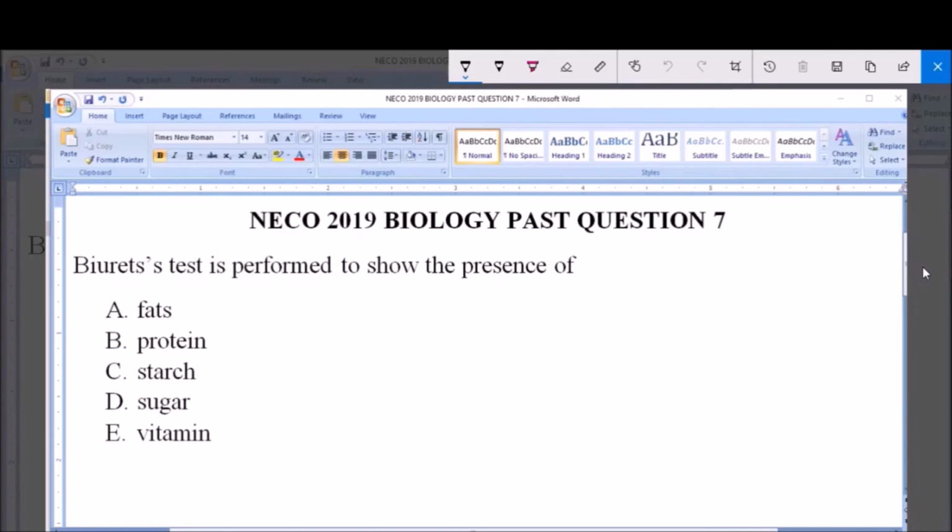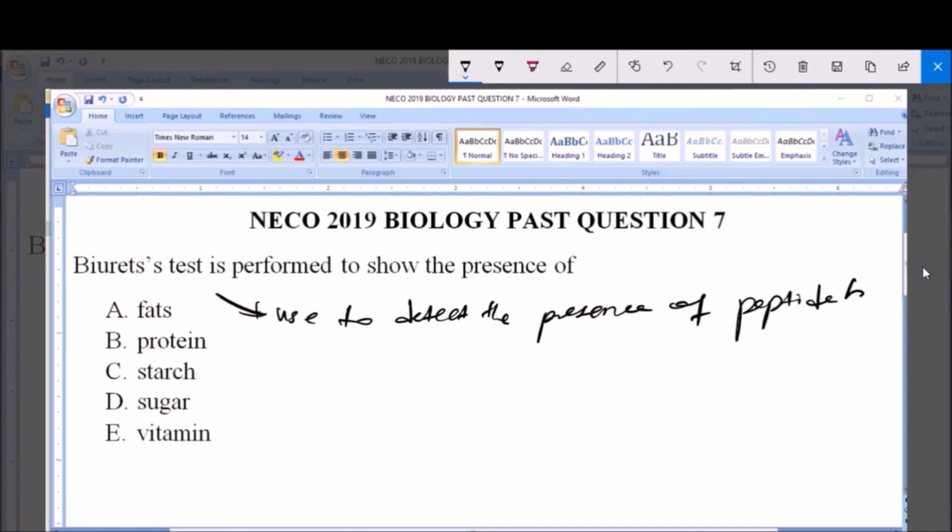I will be answering NECO 2019 Biology Past Question 7. Biuret test is performed to show the presence of A. Fats, B. Protein, C. Starch, D. Sugar, and E. Vitamin. Now, Biuret test is a chemical test used to detect the presence of peptide bonds.